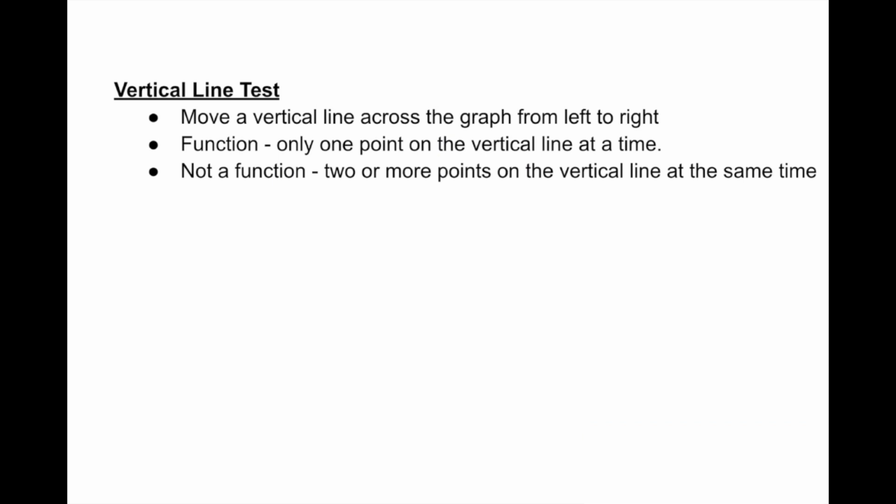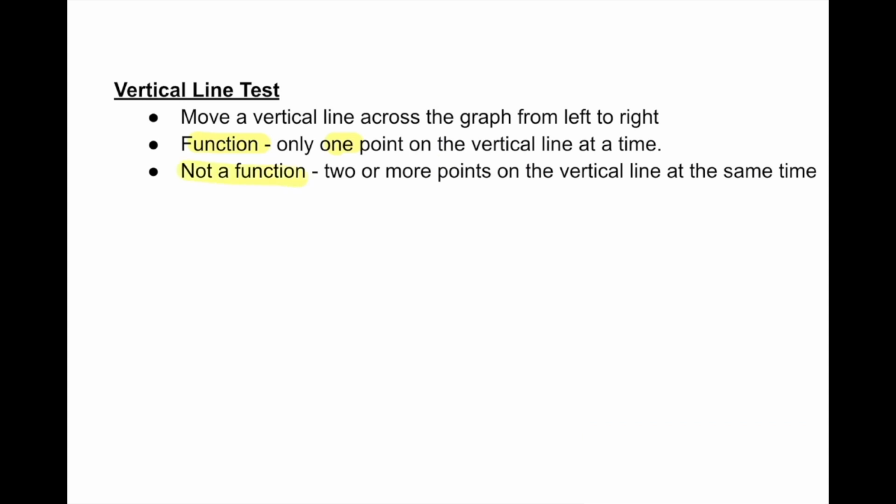When we look at the graphs of a function, we can conduct something called the vertical line test. When you do a vertical line test, you're going to move a vertical line across the graph from left to right. If it's a function, only one point will be on the vertical line at a time.